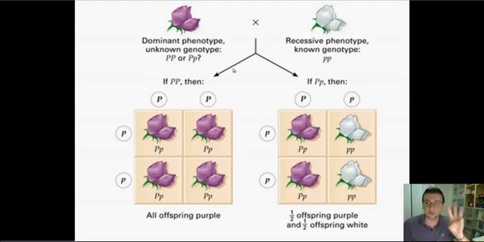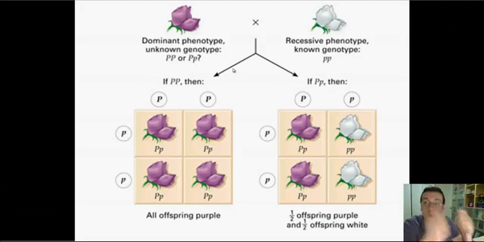It looks dominant. You can't tell what the genotype is. But there's three things you can do. You can do genetic analysis. You can do a self-cross, which you can only do if you have the ability to self-pollinate. And you're not going to be able to do genetic testing if you don't have the equipment.